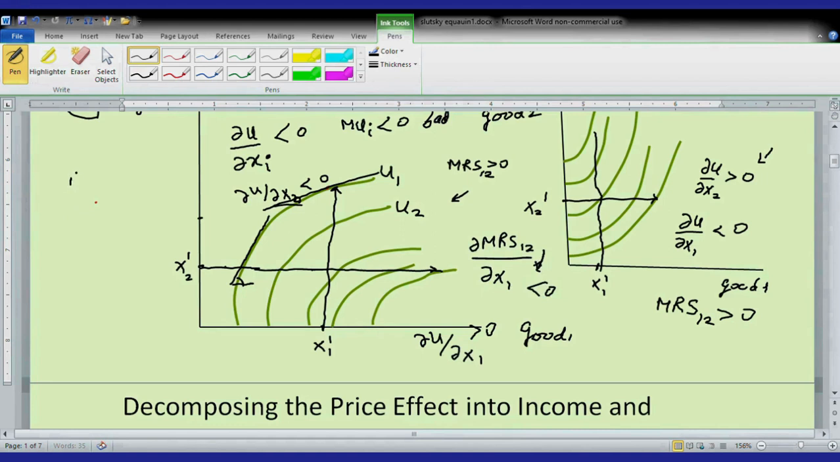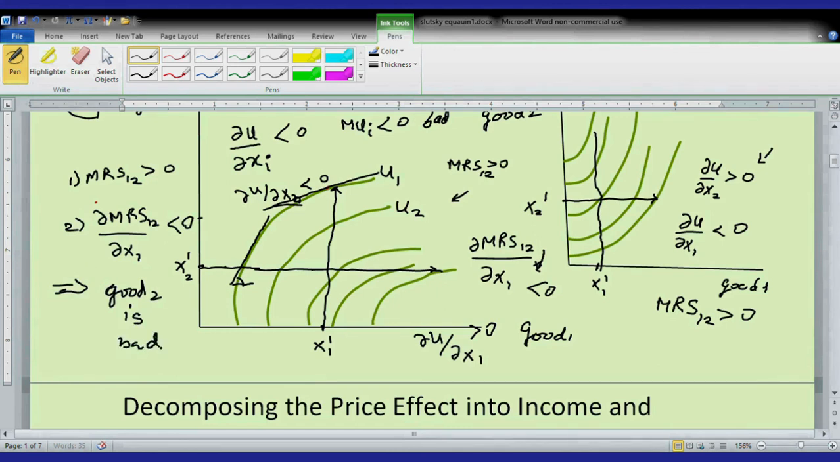The first condition is that the marginal rate of substitution between good 1 and good 2 is greater than 0, and the second condition is that the change in the marginal rate of substitution with respect to consumption of good 1 is less than 0. When this is the case, we know that good 2 is a bad good. Let us write it here: good 2 is bad. The good that has been plotted along the vertical axis is the bad good.